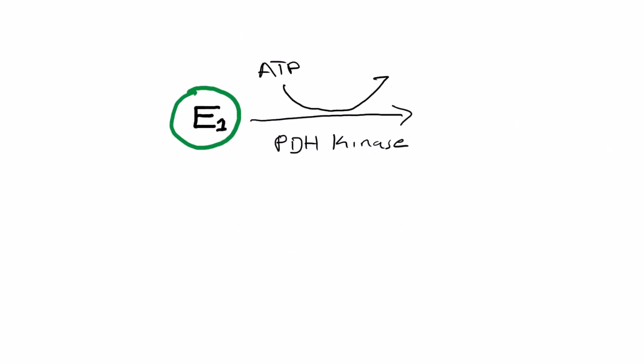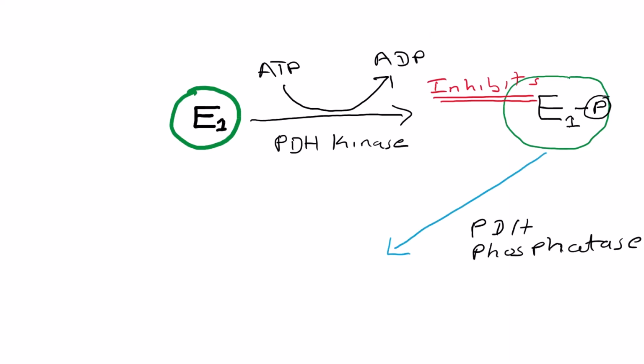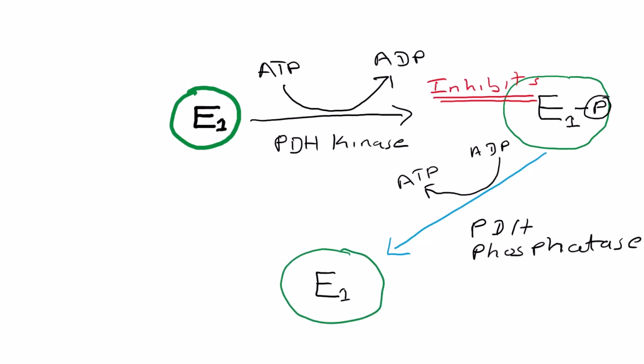Regulation of pyruvate dehydrogenase complex. The 2 regulatory enzymes, pyruvate dehydrogenase kinase and pyruvate dehydrogenase phosphatase, that are part of the complex alternately activate and inactivate E1. Pyruvate dehydrogenase kinase, a cyclic AMP-independent kinase, phosphorylates E1 and thereby inhibits its activity. PDH phosphatase dephosphorylates and activates E1.